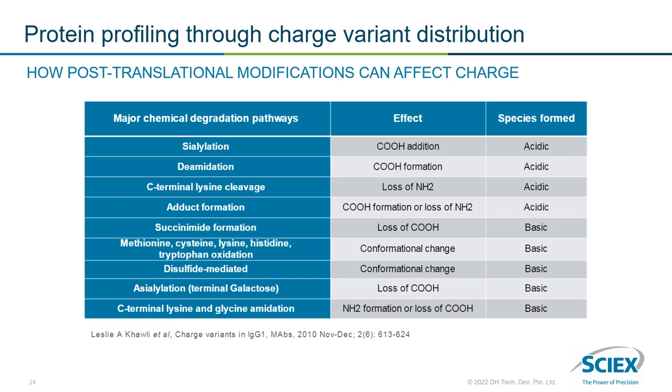These protein degradation pathways leave a signature throughout the formation of either acidic or basic species, resulting in a more complex, heterogeneous mixture in our target product. In the next few slides, we'll overview a workflow that can be used to separate these heterogeneous mixtures based on slight differences in charge due to the formation of acidic or basic species in our target product.